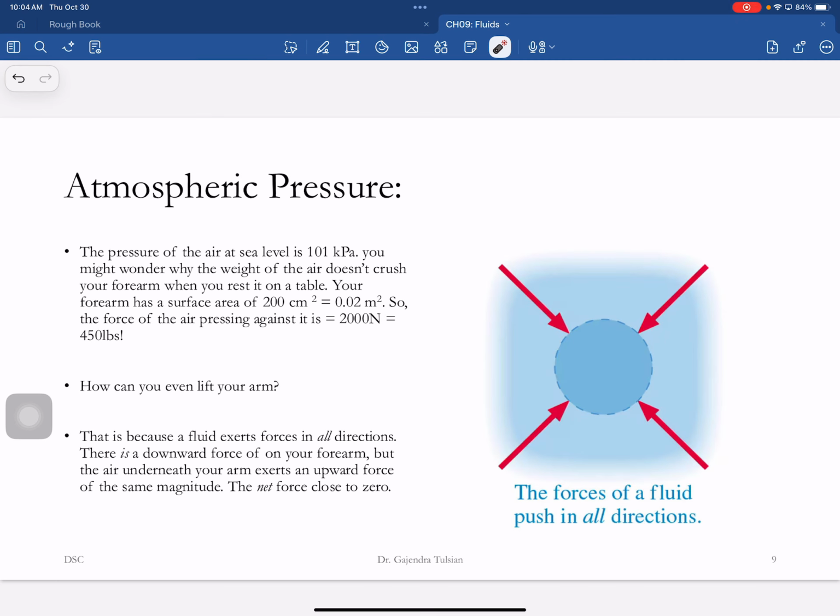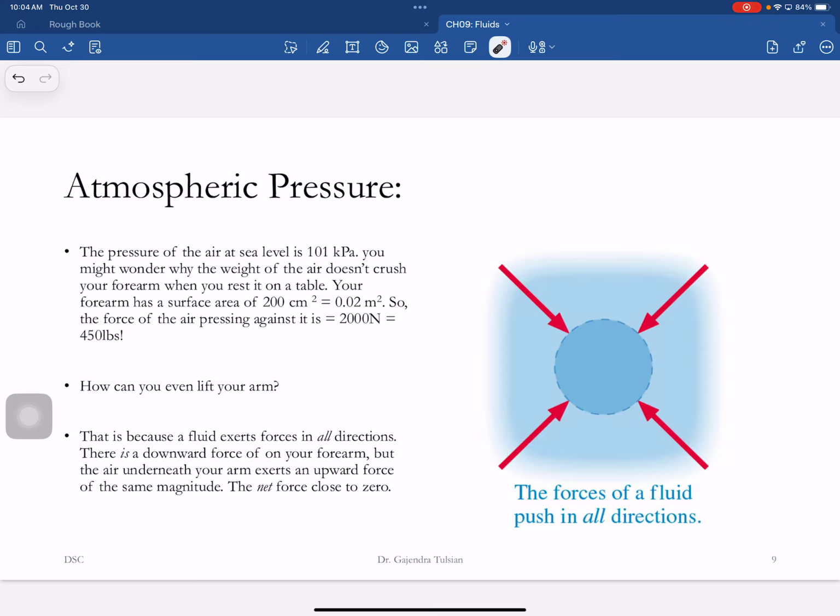Now we saw why you can walk around in air, even though on the front of you there's probably 15,000 pounds of force pushing you back. That's because the air in the back is pushing you with a force of 15,000. So that's what fluids do: they exert pressure perpendicular to the surface, and they exert it in all directions.